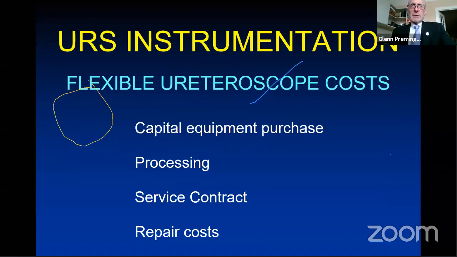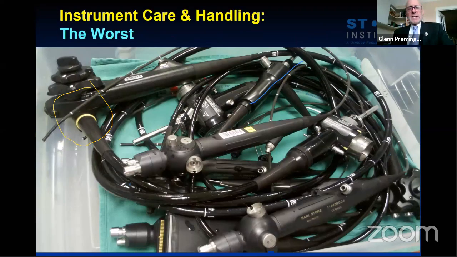We talked about the flexible ureteroscope having a major impact. However, in many parts of the world, it's expensive to have a reusable flexible ureteroscope. And you have to think about not only the cost of purchase, but also the cost of processing the scope, of servicing the scope, a service contract, as well as repair costs. And unfortunately, the handling of various flexible endoscopes in my operating room and potentially your operating room is not always optimal. And this is a picture from my operating room showing that unfortunately, these flexible scopes were not being handled properly. And the only good news here is that these were GI scopes and not ureteroscopes.